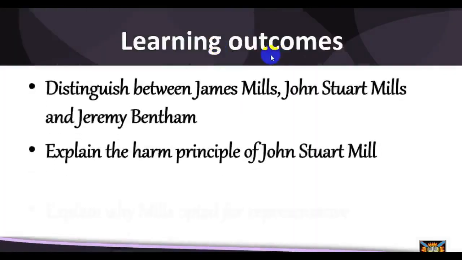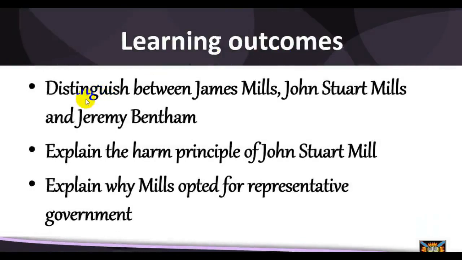Learning outcomes. When you have studied this session, you should be able to distinguish between James Mill, John Stuart Mill, and Jeremy Bentham. Explain the harm principle of John Stuart Mill. Distinguish between Mill's and Bentham's utilitarianism. And lastly, explain why Mill opted for representative government.